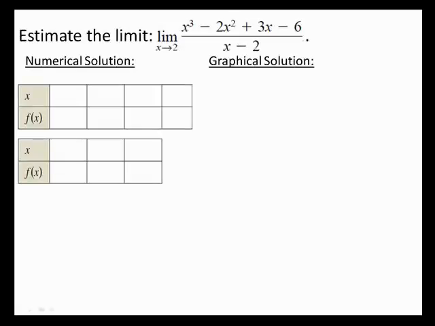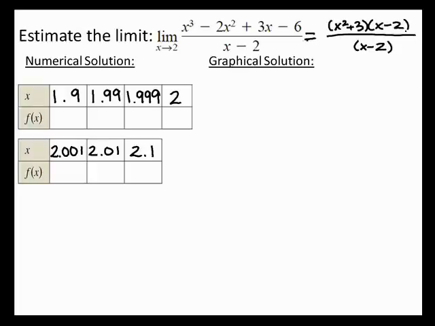Estimate the limit of x cubed minus 2x squared plus 3x minus 6 divided by x minus 2 as x approaches 2. To solve numerically, create a table of values. Because you want to know what the limit as x approaches 2 is, choose values of x approaching 2. Choose 1 and 9/10, 1 and 99/100ths, 1 and 999 thousandths, 2 and 1,000th, 2 and 100th, and 2 and 1/10.